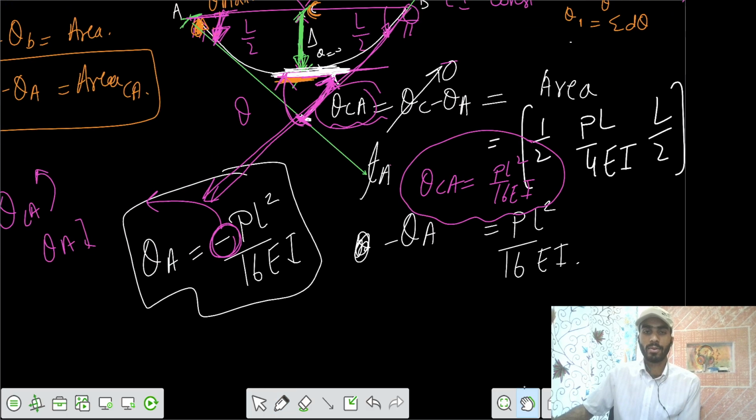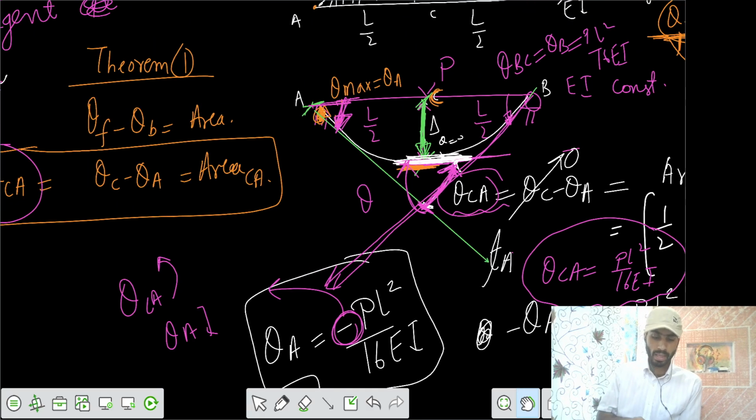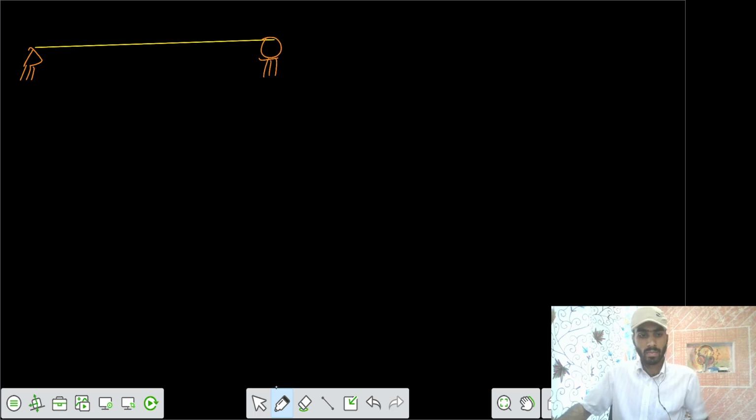Let's have the next one. This is our simply supported beam.